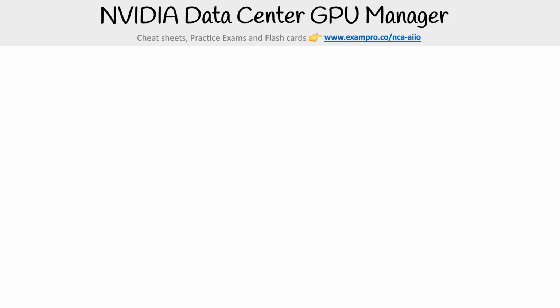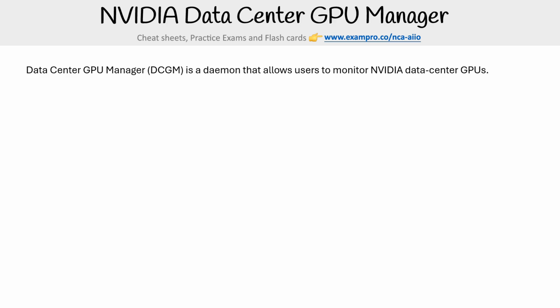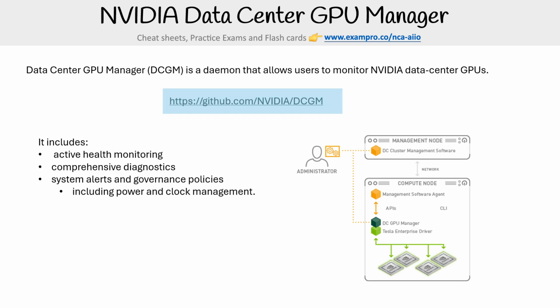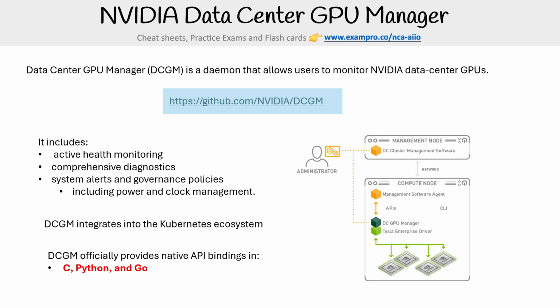All right, let's take a look here at NVIDIA Data Center GPU Manager, also known as DCGM, and you might actually see that initialism on the exam, so make sure you know what it stands for. It is a daemon that allows users to monitor NVIDIA Data Center GPUs. So it includes active health monitoring, comprehensive diagnostics, system alerts, and governance policies. DCGM integrates into Kubernetes ecosystems, utilizing multiple native API bindings, so C, Python, and Go.